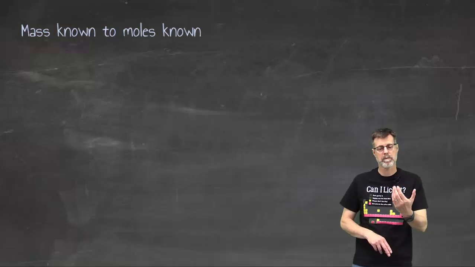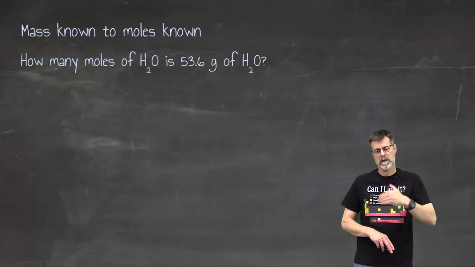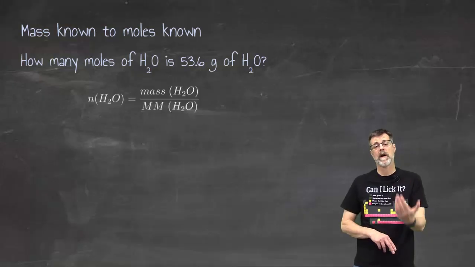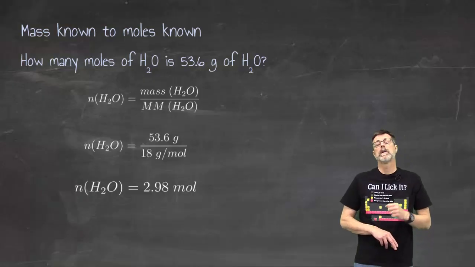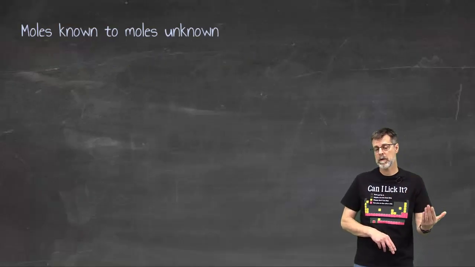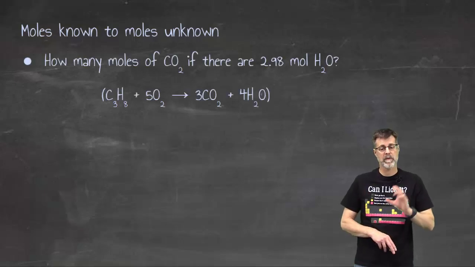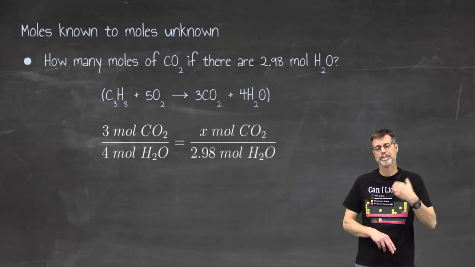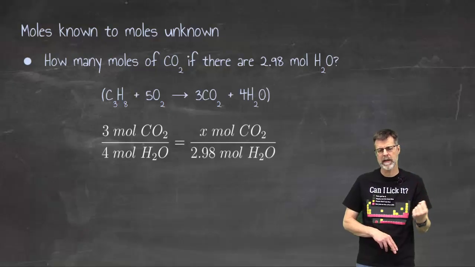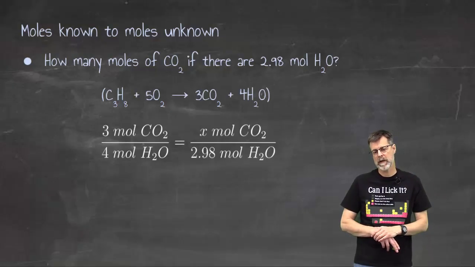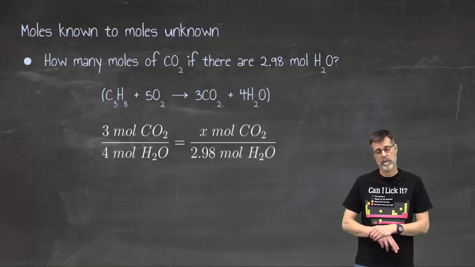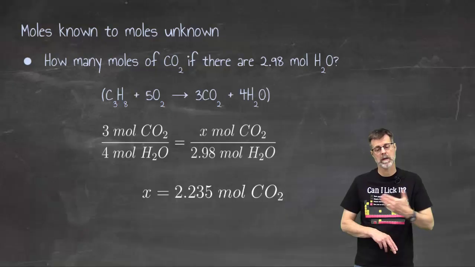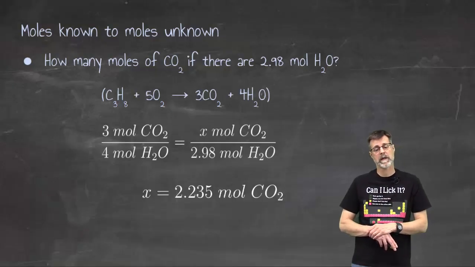Okay, first step, mass of known to moles of known is the 53.6 grams of water divided by the molar mass of water to turn that into number of moles of water. Second step is moles of known into moles of unknown. That's my ratio step. That's using the recipe from the balanced chemical reaction. How many carbon dioxides do I get with that many waters in the balanced chemical reaction, and what does that mean for my scaled version of the recipe, the version of that reaction that I'm using right now? Solve the ratio and I get 2.235 moles of carbon dioxide.